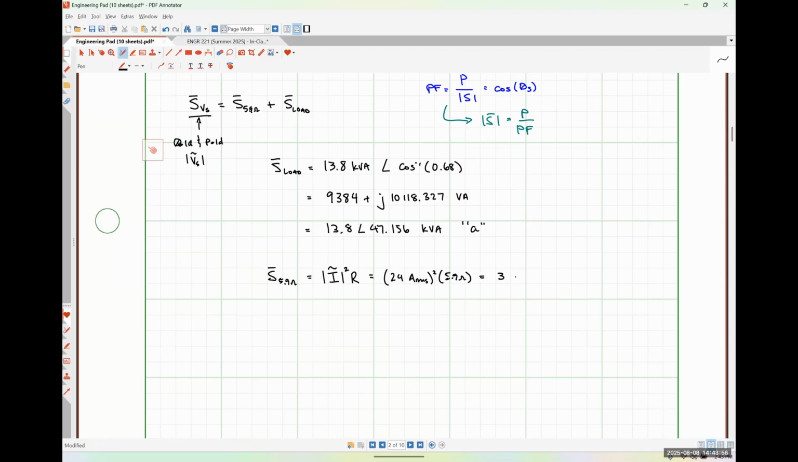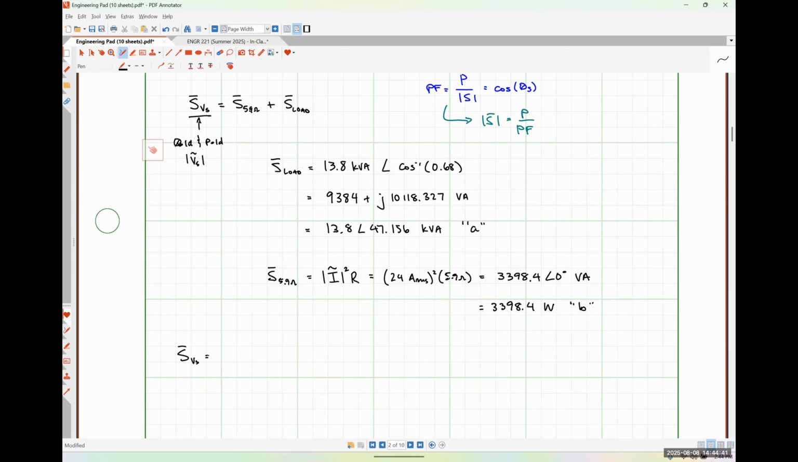Which gives us 3398.4, angle 0 degrees volt amperes, which is the same thing as 3398.4 watts, right? So we know that all of the complex power absorbed by a resistor is purely real, so it's the same thing as the average power, okay? So what I'm going to do now is add those two complex powers together to get the complex power supplied by my voltage source, right?